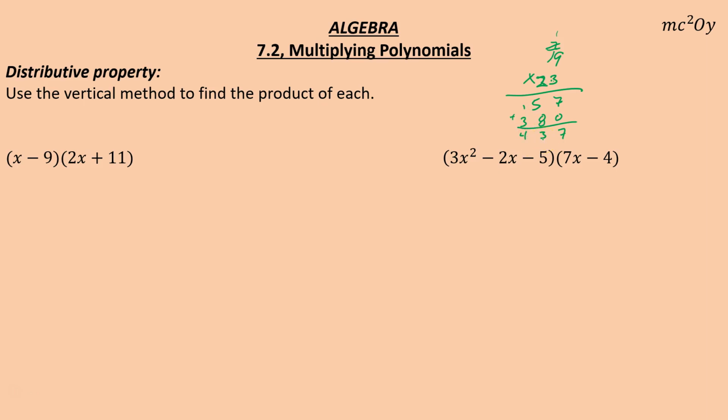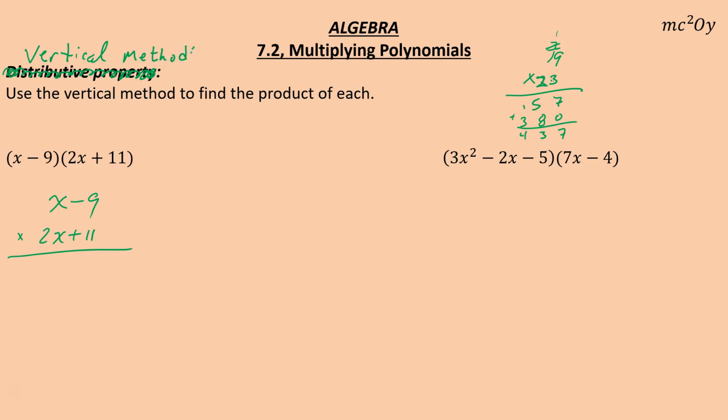Well, the vertical method is vertically. So you take x minus 9, and you stack 2x plus 11. You're going to multiply. By the way, this should read vertical method. Obviously, I was cutting and pasting. Unbelievable. Such a rookie mistake.